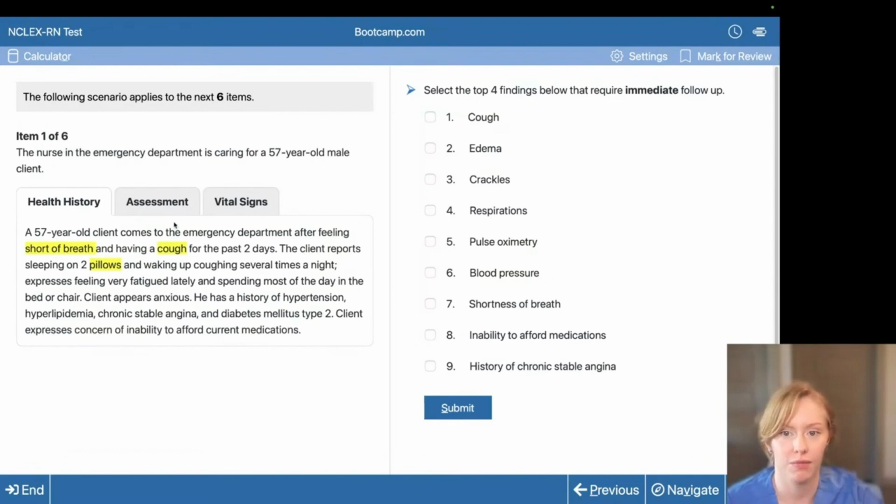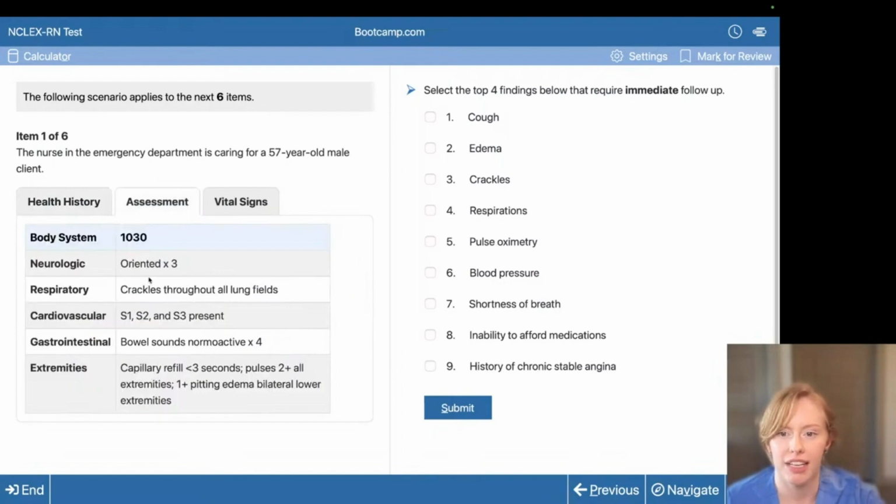This man who's 57, maybe he came in from work for this or has been missing work. He's short of breath, he's coughing, he's upright, he's anxious. So keep this in mind. We're also told he's got quite a bit of medical history, all of these cardiovascular risk factors, right? Hypertension, hyperlipidemia, angina, and diabetes. He's also concerned that he is unable to afford his medications. So a lot to think about here, and be keeping in mind what your priority problem is.